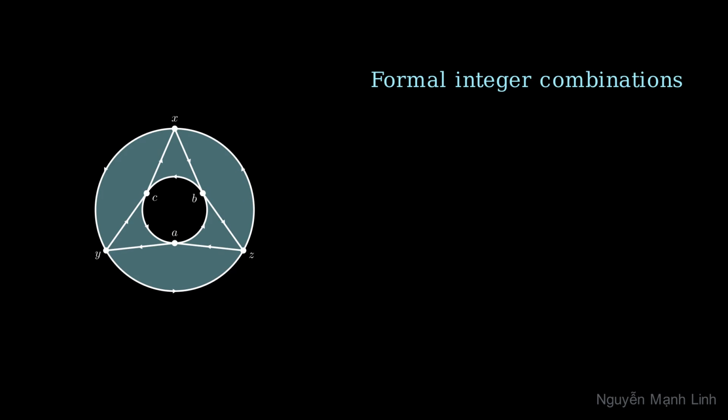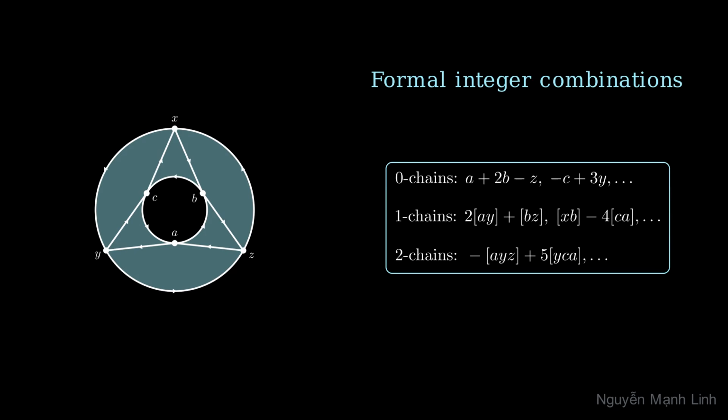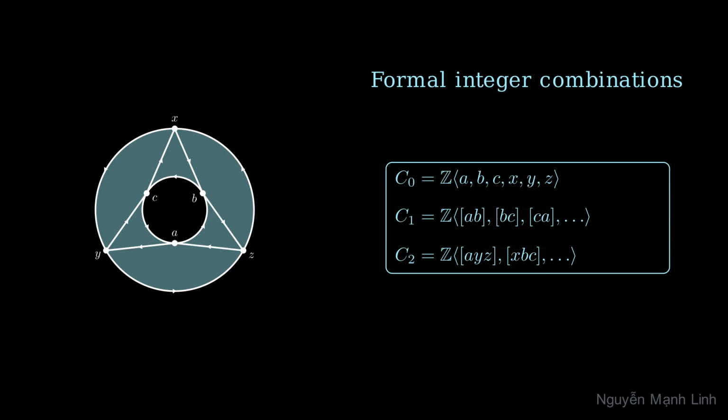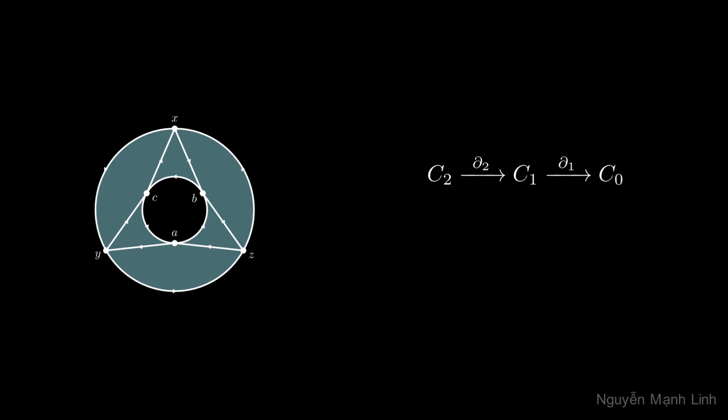To introduce algebra, we allow formal sums of cells of the same dimension with integer coefficients. These formal sums are called chains. For example, a 0-chain is an element of the free abelian group generated by the vertices. 1-chains and 2-chains are defined in exactly the same way. We now define the boundary operator, denoted by partial. It takes a chain of any positive dimension to a chain one dimension lower.